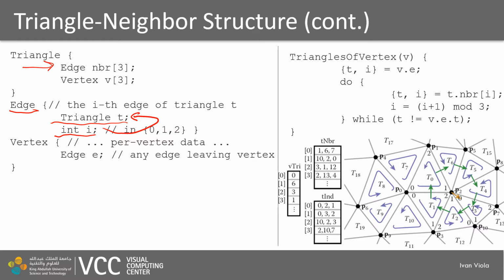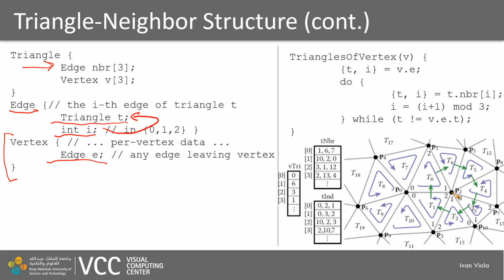So we will have in the edge data structure a pair of a triangle and the index of this edge within that particular triangle. In addition, as previously, we will have the data structure of a vertex where in addition to all the per vertex data, we will have the information about this edge data structure. So not an arbitrary triangle, but an arbitrary edge which is leaving the vertex.